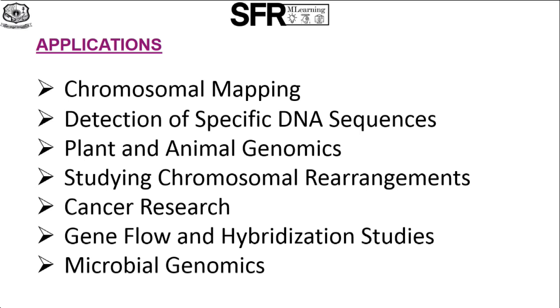So these are the applications of GISH. With the help of GISH, we can easily make a chromosome map for future research work. The second is to detect specific DNA sequences within the chromosomes or within living cells along with their genome sequences. The third is plant and animal genomics. The fourth is studying chromosomal rearrangement. The final ones are cancer research and microbial genomics studies. Thank you.